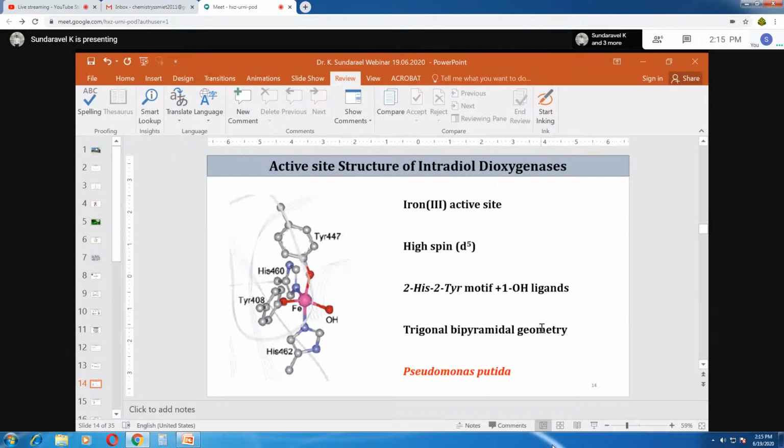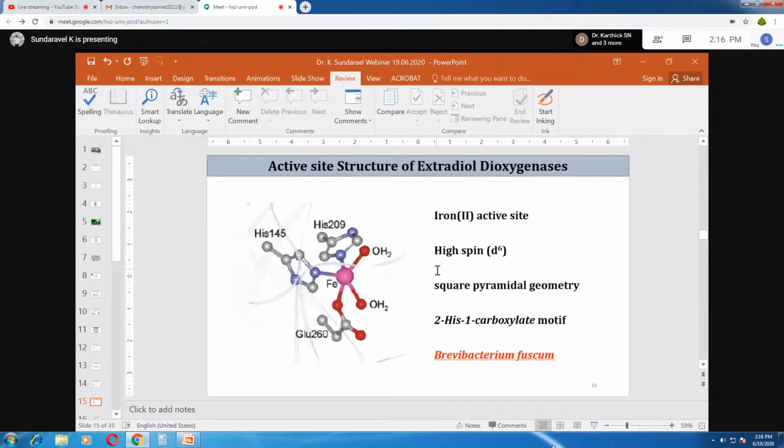The origin of the hydroxide ligand is water, because enzymes also work under aqueous conditions. So the hydroxide may be derived from the water molecule. The other apical position, trans to the tyrosine moiety, is occupied by a histidine. It is present in Pseudomonas bacteria and catalyzes the cleavage of the carbon-carbon bond in between the two hydroxyl groups. In almost all such systems, the iron exists in the high spin state, whether it is the plus 1, plus 2, or plus 3 oxidation state. Generally, oxygen activating enzymes have a high spin electronic configuration.